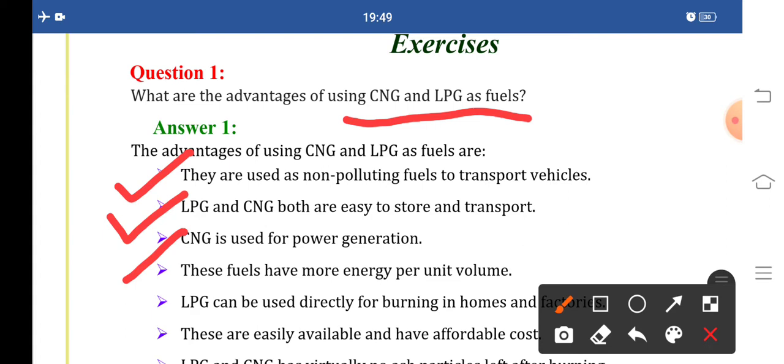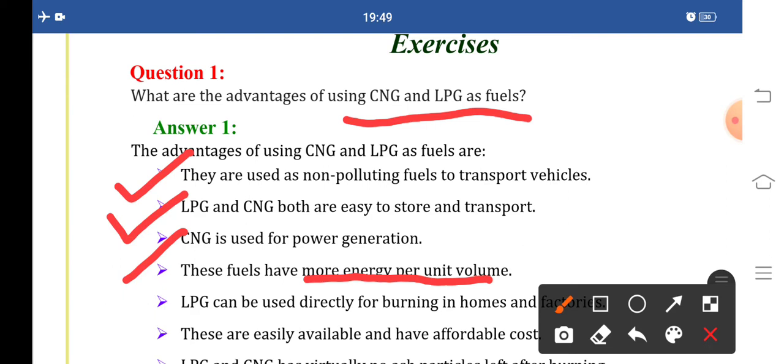Means if the amount of fuel is burned, then they will produce more amount of energy as compared to the other fuel per unit volume. Okay, means 1 centimeter cube of the substance will produce more amount of energy. Then LPG can be directly used for burning in homes and factories. Okay, we are using LPG already at our homes.